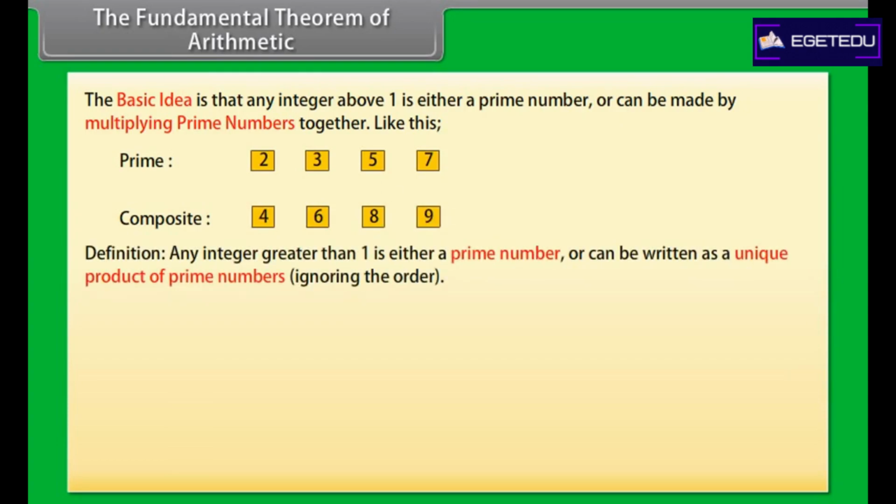Any integer greater than 1 is either a prime number or can be written as a unique product of prime numbers, ignoring the order. Look at these numbers.